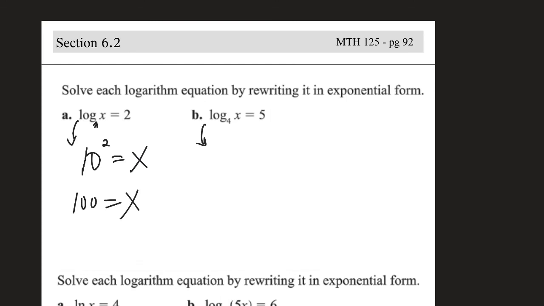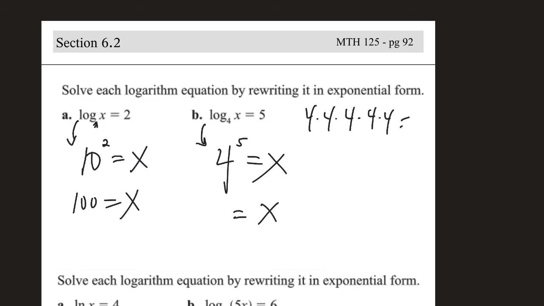If I change this to exponential form, the 4 gets big, the 5 and the x change spots. 4 to the power of 5 is x. And I could put this in my calculator either by putting it in as 4 caret 5, or I can rewrite it several times on its own and put in the final answer, which is 1024.